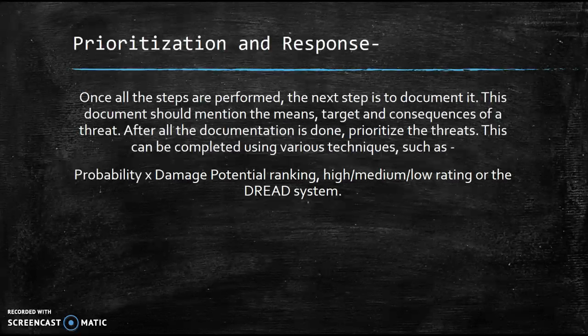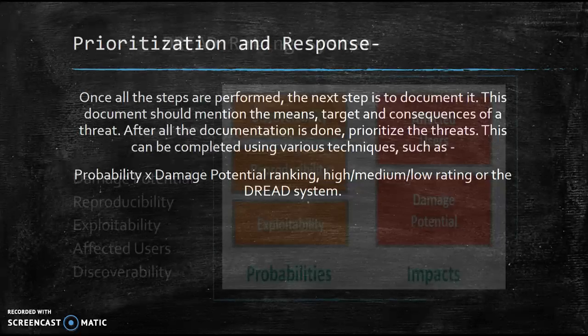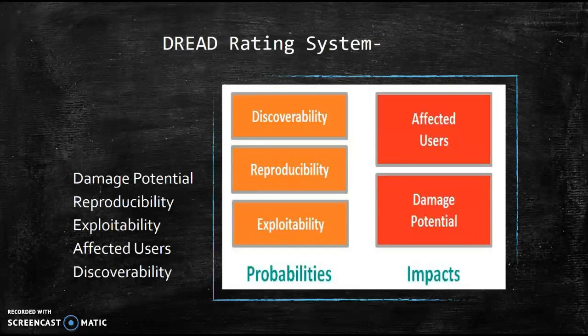Once all of these steps are performed, the next step is to document it. This document should mention the means, target, and consequences of the threat. After all the documentation is done, prioritize the threats. This can be completed using various techniques such as probability into damage potential ranking, high, medium, or low rating, or the DREAD system. The DREAD rating system has damage potential, reproducibility, exploitability, affected users, discoverability.